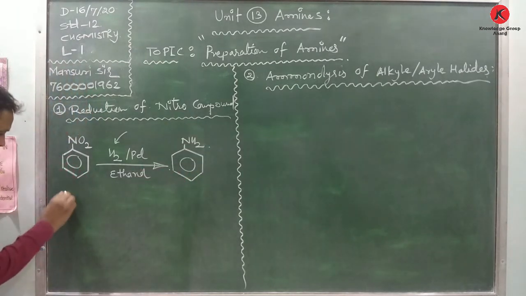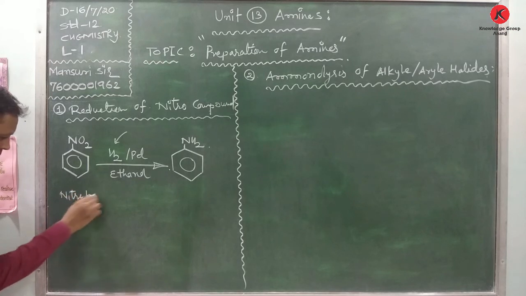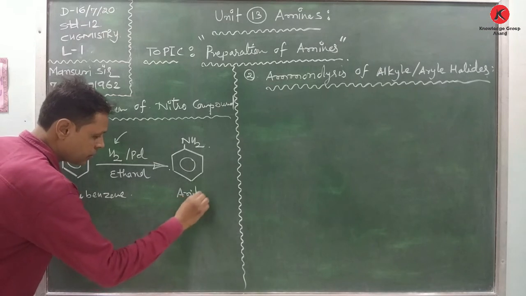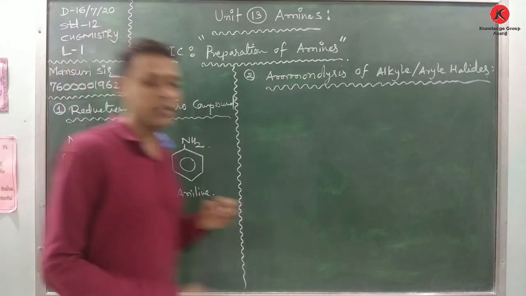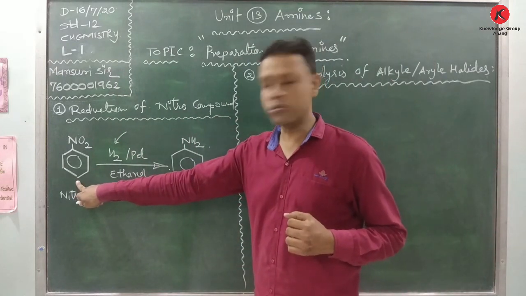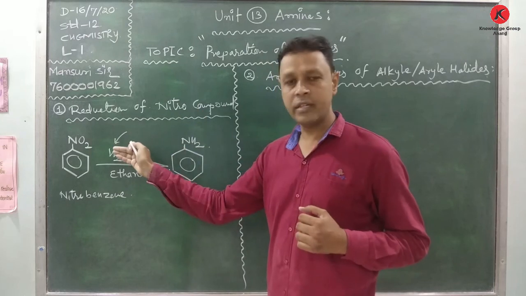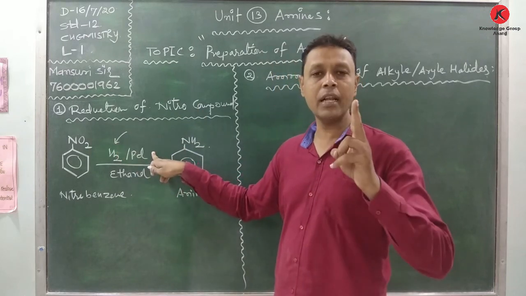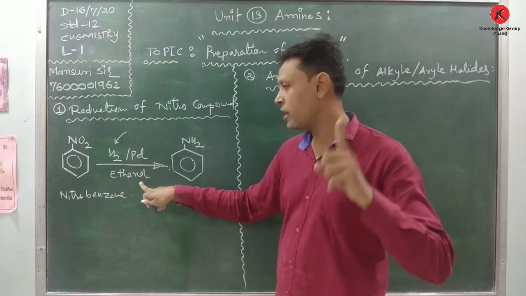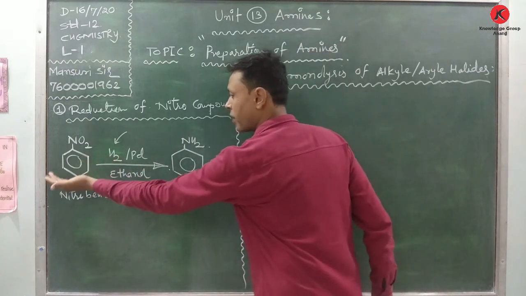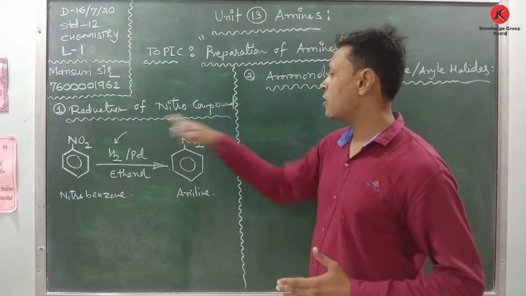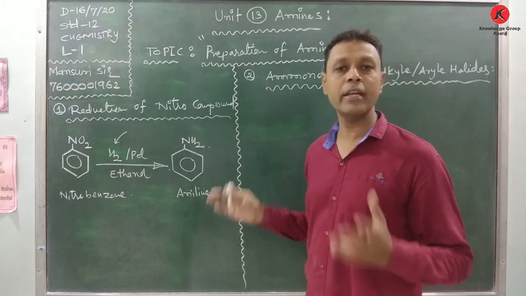Here nitrobenzene, and here aniline is produced as a yield. So we can say that when nitrobenzene gets reduced by passing hydrogen in presence of nickel, platinum or palladium metal and in presence of ethanol, then the nitro compound gets reduced and forms aniline. So by reduction of nitro compounds we can obtain amine compounds.